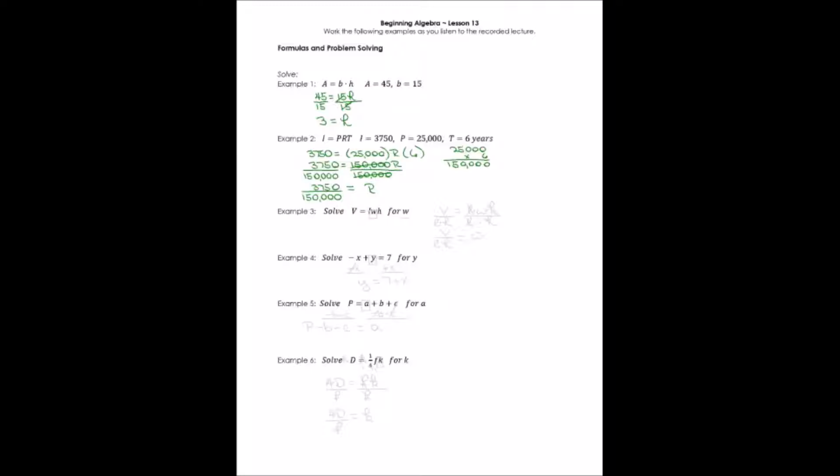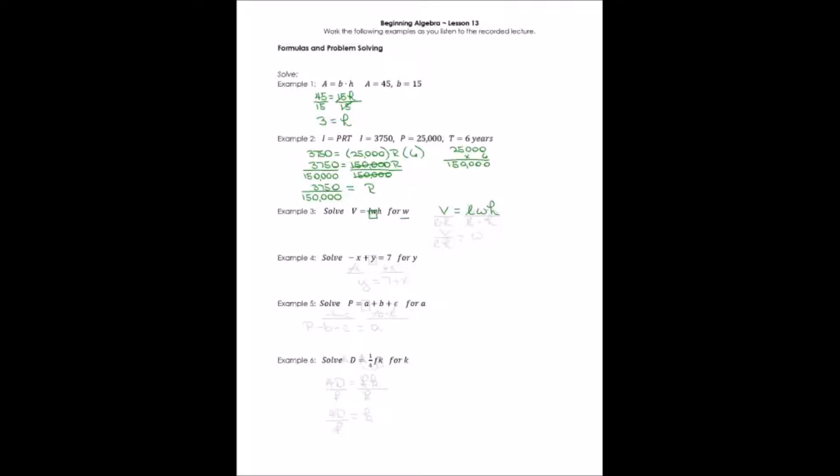Now let's take a look at example 3. This one is volume. It is equal to length times width times height. And they want us to solve for W. In other words, the width is the one that they want to solve for. I'm going to put a square around it. How would I do that? Well, my formula, volume, is equal to length times width times height, and I want W to be the one that I solve for.